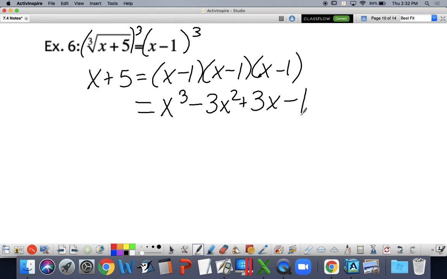I've FOILed it out for us. We've got to multiply, right? If we were doing this ourselves, we would FOIL these together, and then we would distribute everything through to the x minus 1. I still have that x plus 5 here. So this brings us back to last unit. Last unit, how did we solve polynomials like this that had a cube in there?